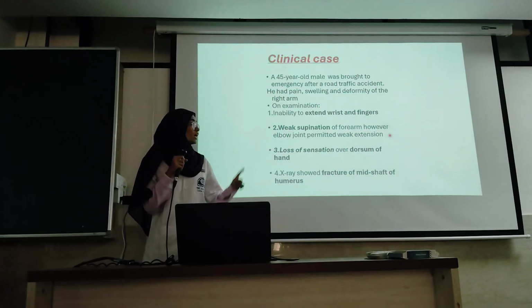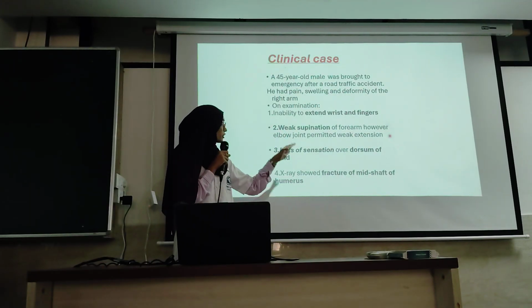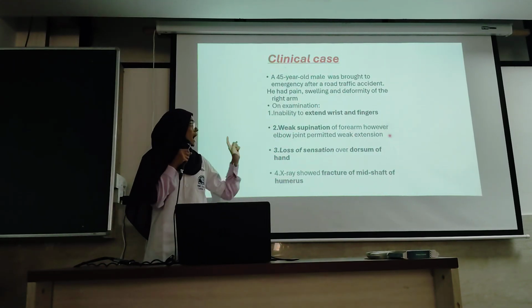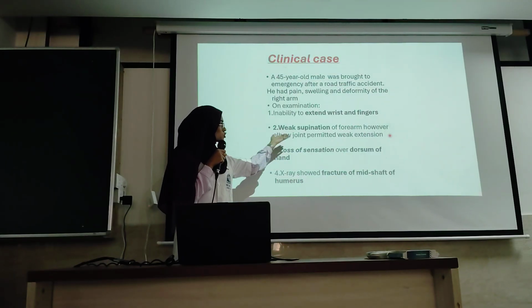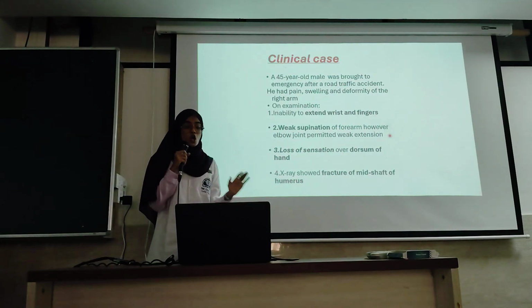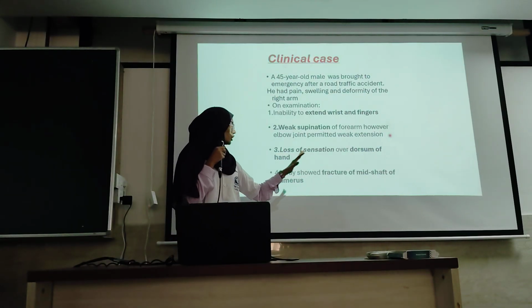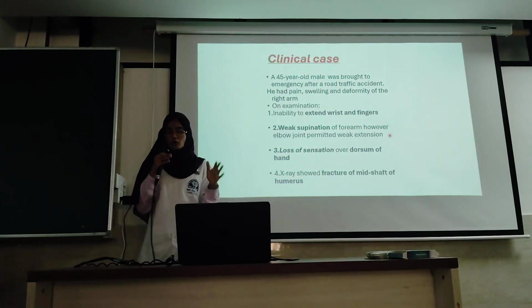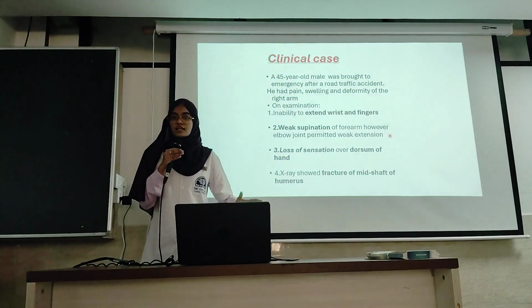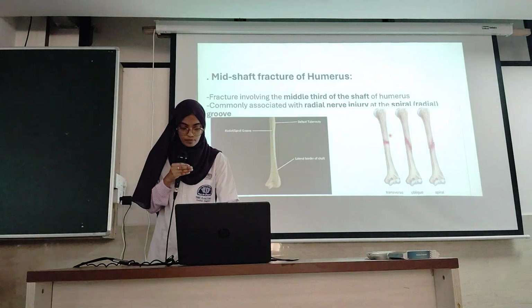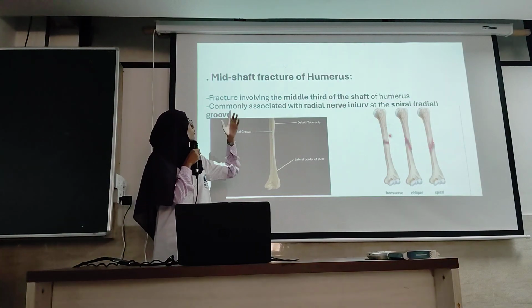On examination, inability to extend the wrist and fingers, weak supination of the forearm. However, elbow joint permitted weak extension. Loss of sensation over the dorsum of the hand. X-ray showed fracture at mid-shaft of humerus. So before beginning with the clinical case, let's see where the actual fracture lies. Mid-shaft fracture of humerus.